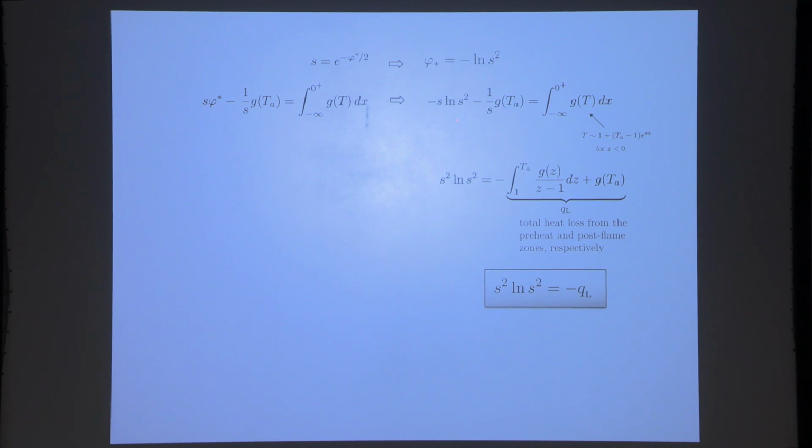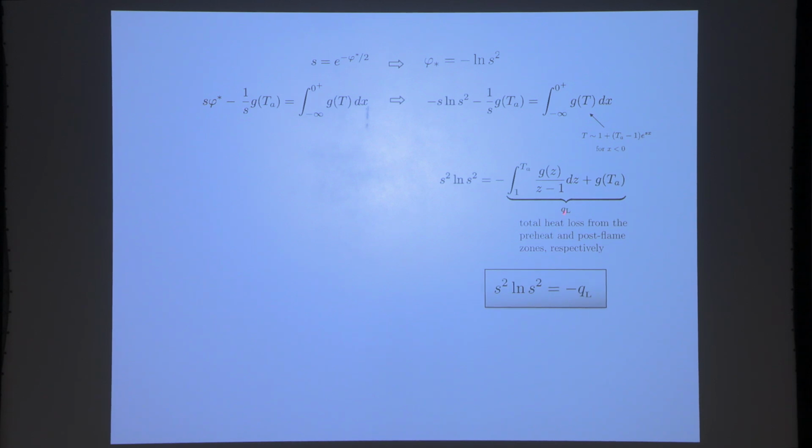Anyway, the end of the story is that you have this turn out to be s squared log s squared, and here you get minus that integral plus g of Ta, which I combine together. It's a definite integral, so it's a known number. Knowing the functional form of the heat loss, you can compute it. What does it represent physically?